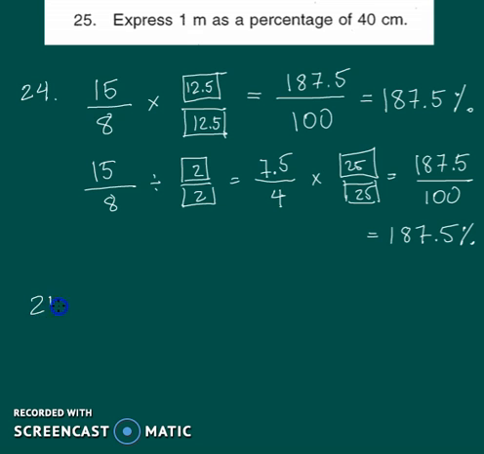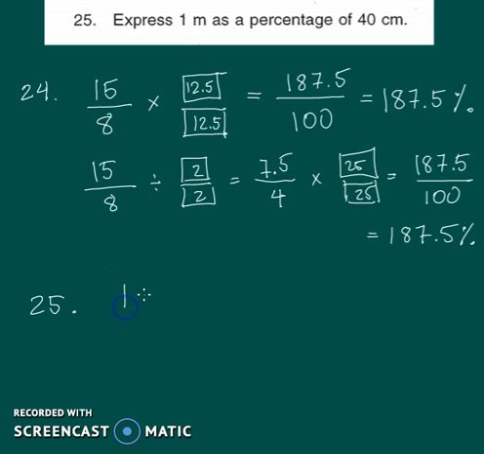What about number 25? How do we express 1 meter as a percentage of 40 centimeters? So let's make sure we're using the same units for 1 meter and 40 centimeters. So we can either turn meters into centimeters or centimeters into meters. I always prefer to turn meters into centimeters because then you're multiplying and not dividing.